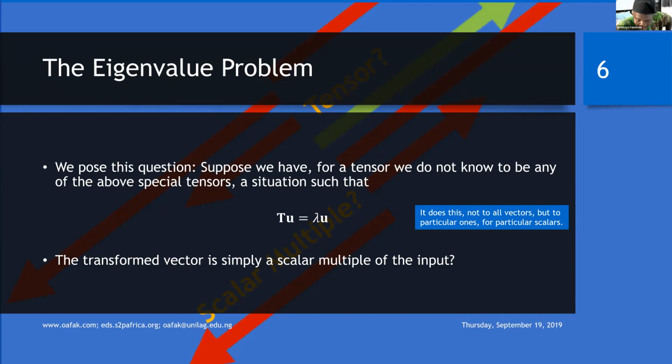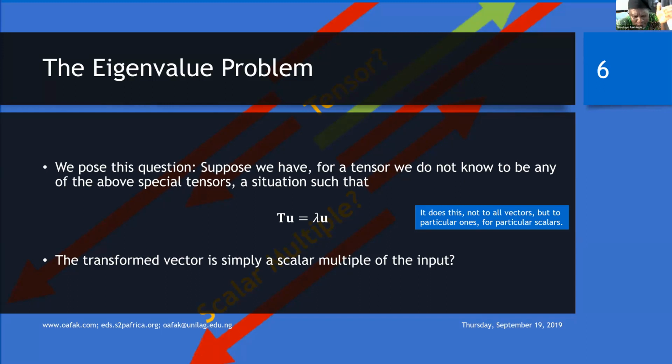And this tensor is not spherical. If it were spherical, you would say, no wonder. But this is a full-blown tensor, and all it does is elongate the vector. It does this not to all vectors, but to particular ones and for particular scalars. The transformed vector is simply a scalar multiple of the input. If this happens, what's going on here?